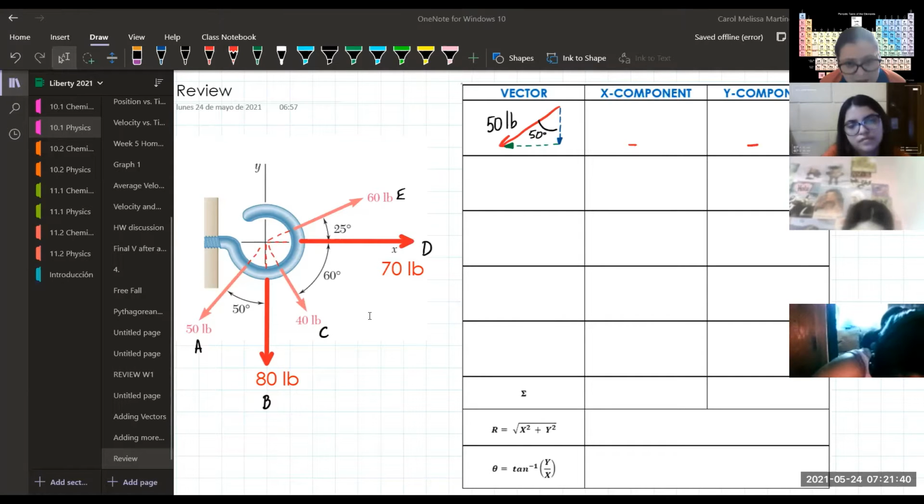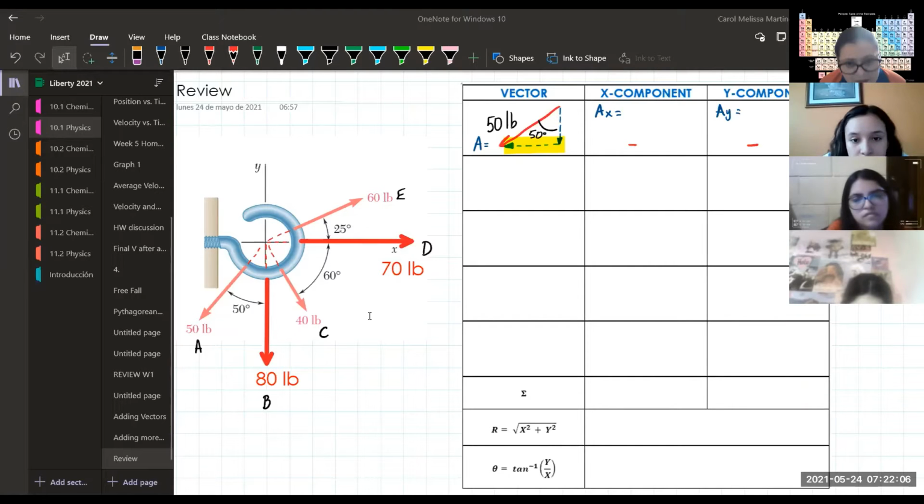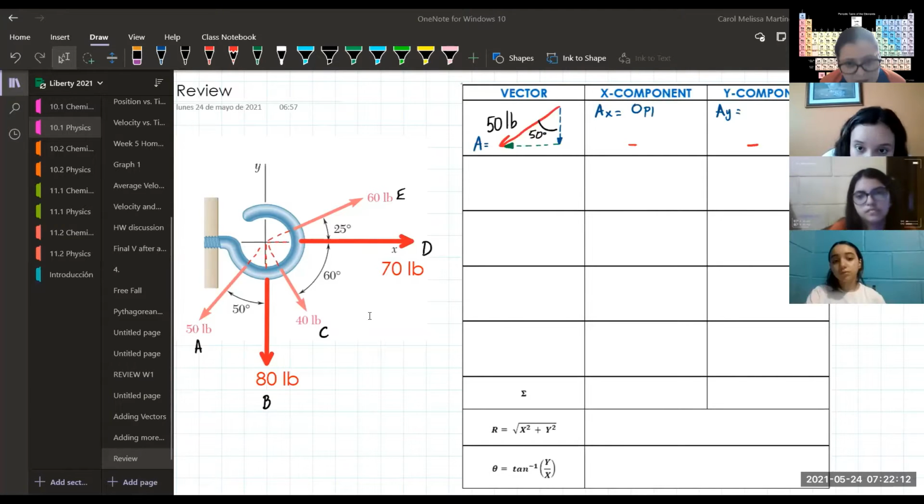So once we have worked with the first vector, we can get the components. This vector is called A, so I say AX and AY. Now take a look. How is my x component according to my angle? Opposite. AX is opposite, and if it is opposite, sine. So AX is going to be 50 pounds times sine of 50 degrees.